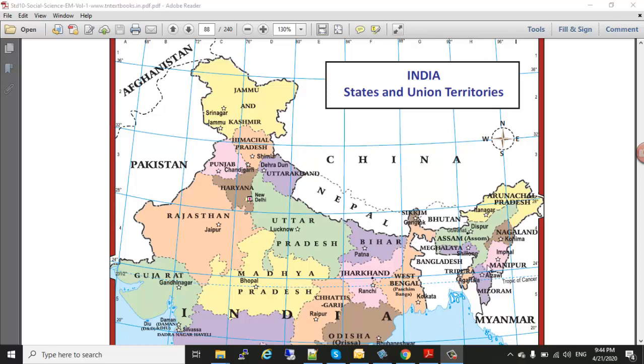Coming to the east side, you have all the 7 sister states. Let us start with Assam, very near to Sikkim. On this side you have Arunachal Pradesh, Nagaland, Manipur, Mizoram, Tripura and Meghalaya. So all the 7 sister states, the northeastern states, are located this side, and all are present here.